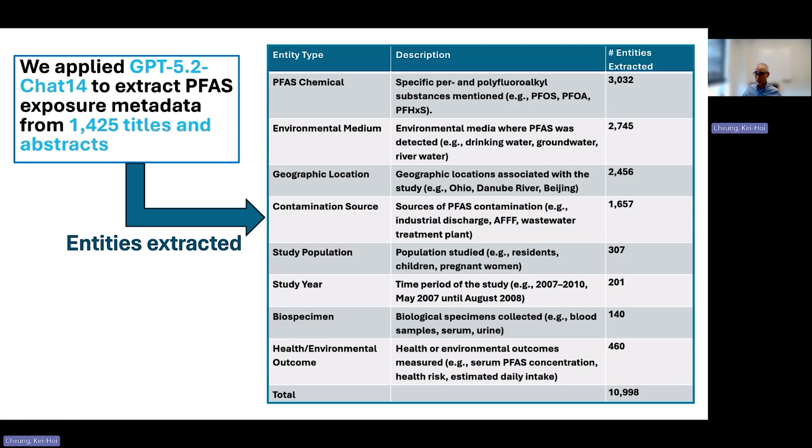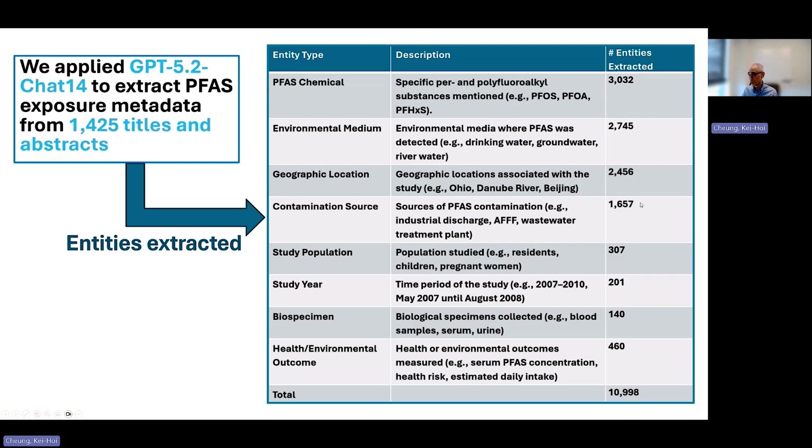So basically, we extract all the entity terms from the 1,400 titles and abstracts. We apply GPT 5.2 Chat 14. This is one of the latest GPT models that is available, and it also is not too expensive to run. So we try to balance cost and efficiency.